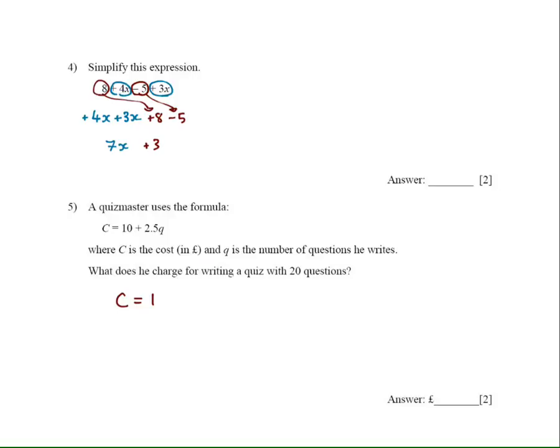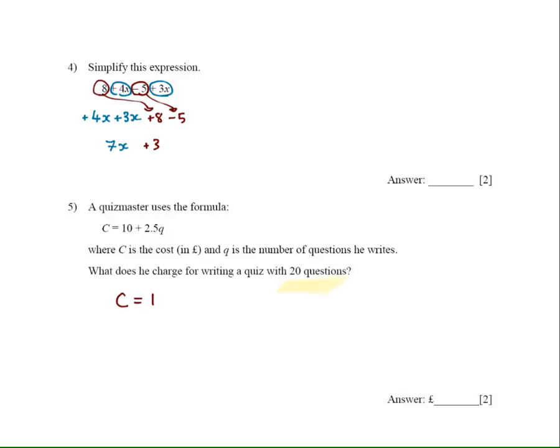Okay, looking at this question, most people just didn't understand what Q was. Q is the number of questions. So that equation says C is equal to 10 plus 2.5 times Q, where Q is the number of questions. At the end here, you're given that there are 20 questions. So you're going to use 10 plus 2.5 times 20, because 20 is the number of questions and Q is the number of questions. It's a substitution question.